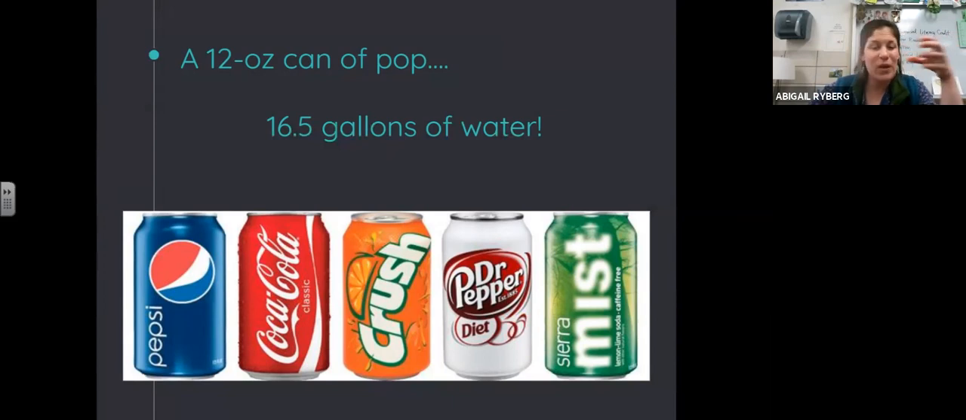One regular 12-ounce can of pop requires over 16 gallons of water. That takes into account not only creating the drink itself, but also the aluminum can, right? So imagine all the stuff that goes into the pop, producing that, how much water goes into that, and then producing the aluminum can.